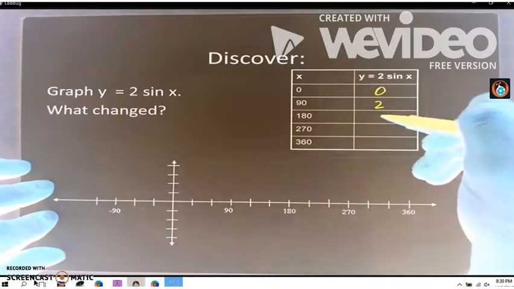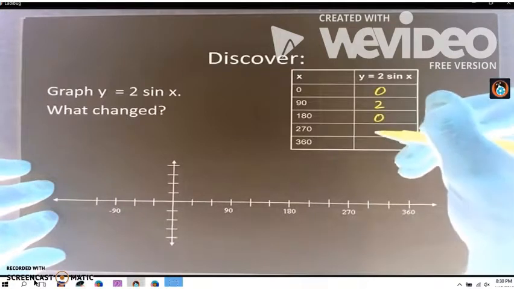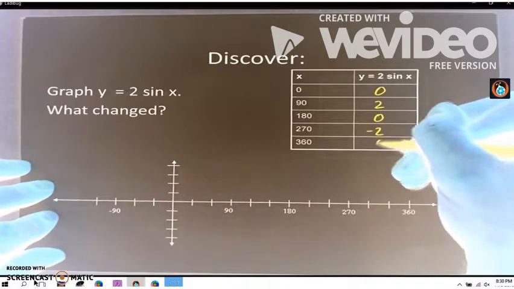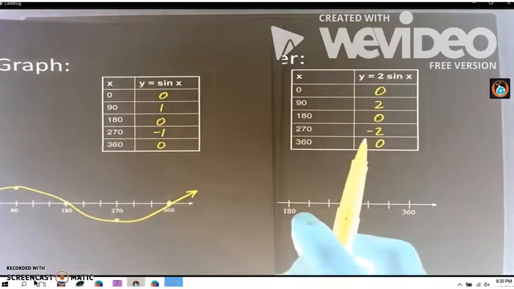Sine of 180 is 0. 0 times 2 is still 0. Sine of 270 is negative 1. Negative 1 times 2 is negative 2. And 360 will still be 0. So if I compare this to my parent function, again, you're just noticing that the y values have doubled.